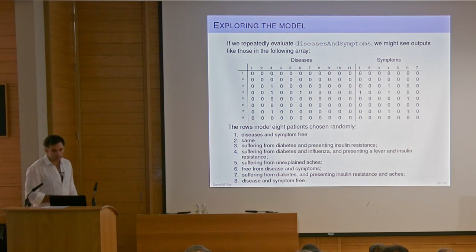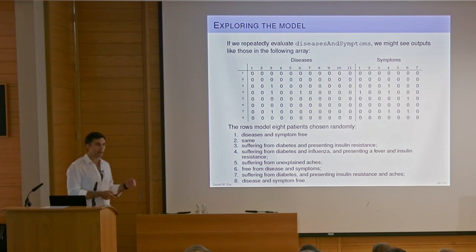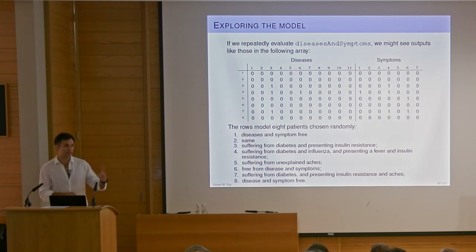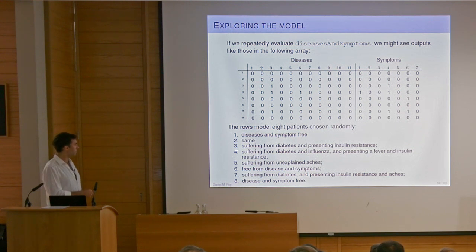So I can run this. It's a piece of code, so I can run it. I'm going to run it 8 times. So here are 8 patients. Now, what does it mean when I ran it 8 times? Well, those were 8 independent runs, and so these are like 8 randomly chosen people that entered my clinic. So 1 and 2, no diseases, no symptoms. 3 here, there's no chance for you to remember what these were, but I'll just tell you: suffering from diabetes, presenting insulin resistance, dot, dot, dot.